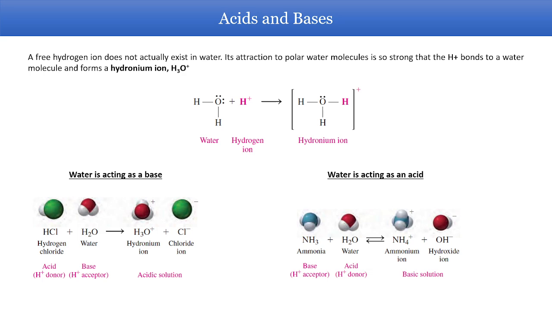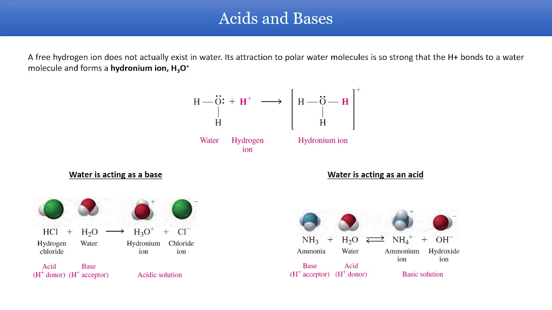Now we will talk a little bit about acids and bases. So we all know what acids basically are, what bases basically are. So this is an idea of taking an example of a water molecule where a free hydrogen ion does not actually exist in water. Its attraction to the water molecules makes it so strong that H plus exists as a hydronium ion, or the H3O plus ion. So water is such an important molecule which can act as both an acid as well as a base.